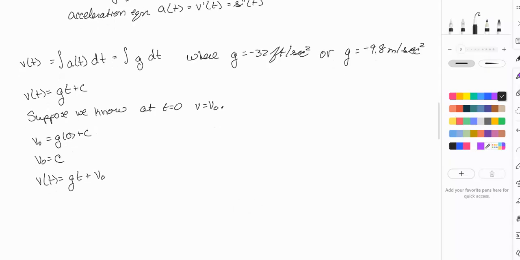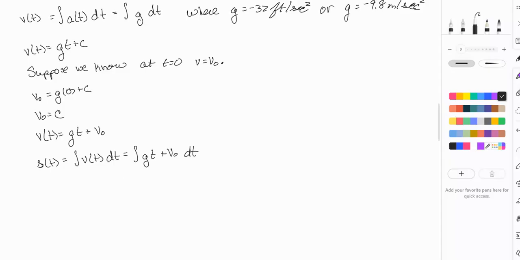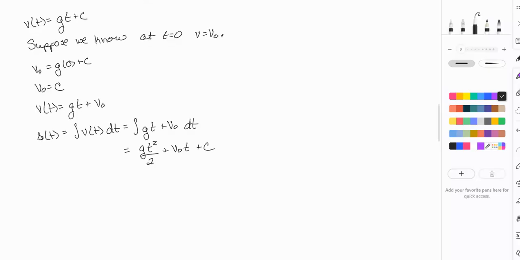And if I want to get back to position, we're going to have to integrate that. So position is going to be the integral of the velocity. I'm going to integrate gt plus v naught with respect to time. So I'm going to add 1 to my exponent divided by my new exponent. v naught is just a number, so I'm going to integrate with respect to t. When I integrate a number, I'm going to get that number times t. And then we're going to have plus some C value here. So there's my position equation.